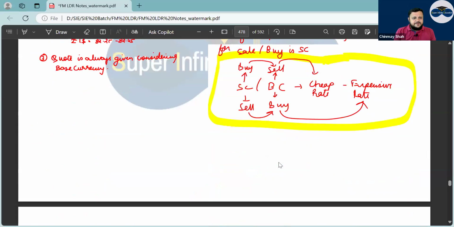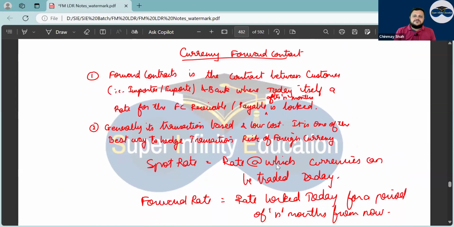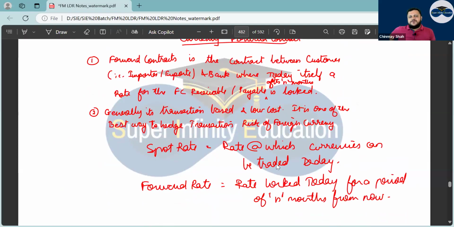Rule 4 or rule 5, whatever it is. Then currency forward contract. What are forward contracts? A contract between the customer and the bank where today itself a rate for the foreign currency receivable or payable after the end of the month is locked. Generally, it is transaction based and low cost. It is one of the best ways to hedge the transaction risk of foreign currency. Spot rate is the rate at which currency can be traded today. Forward rate is the rate locked today for a period of, say, 10 months from now.